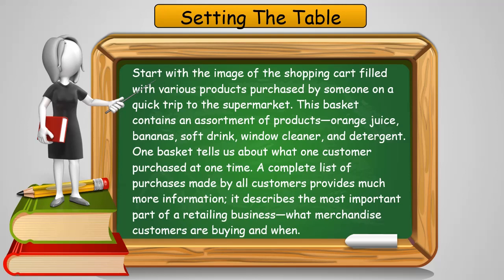Start with the image of a shopping cart filled with numerous products purchased by somebody on a quick trip to the supermarket. The basket contains an assortment of products like orange juice, bananas, soft drinks, window cleaner, and detergent. One basket tells us about what one customer purchased at a time, but a complete list of purchases made by all customers provides us more information. It describes what are the most important part of a retailing business, what merchandise customers are buying and when.